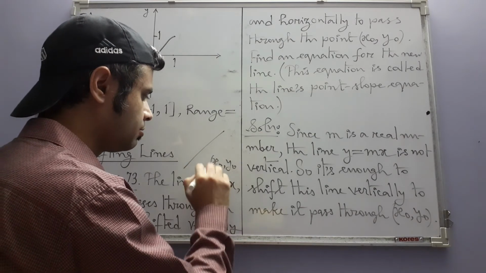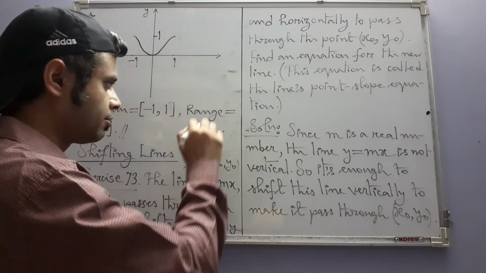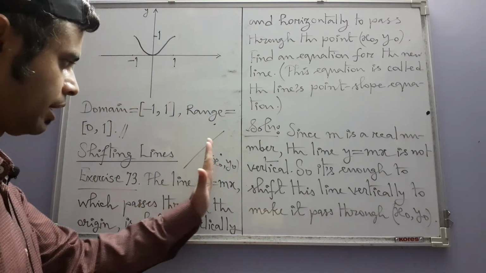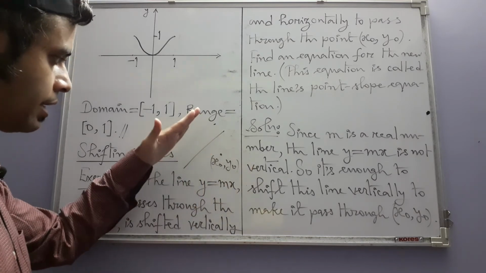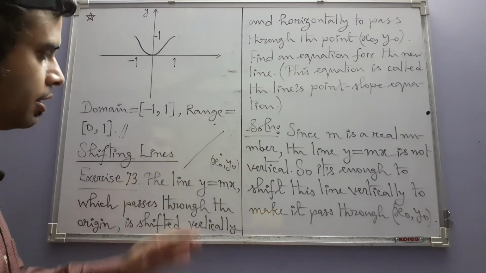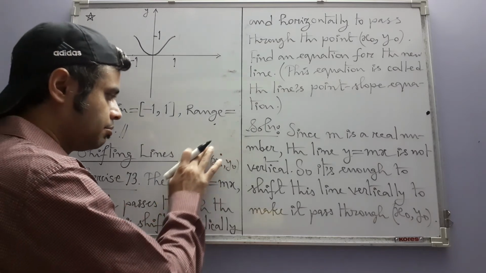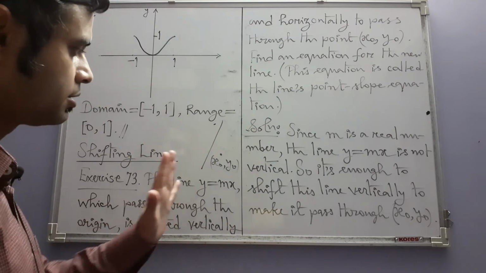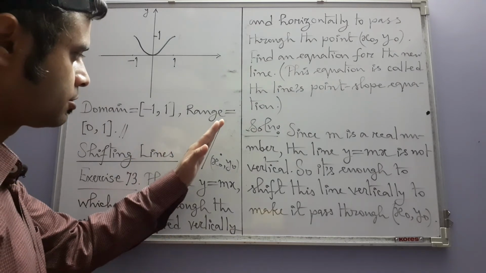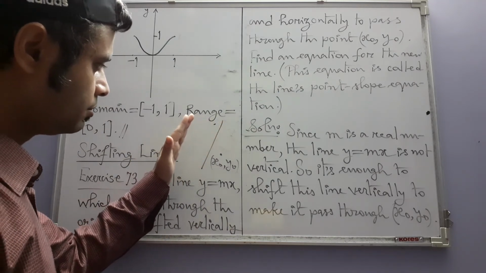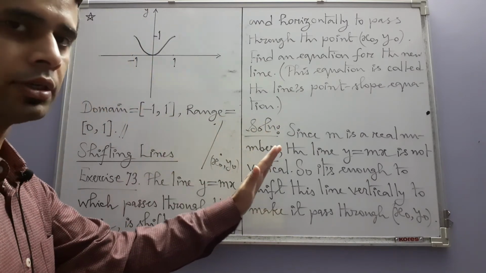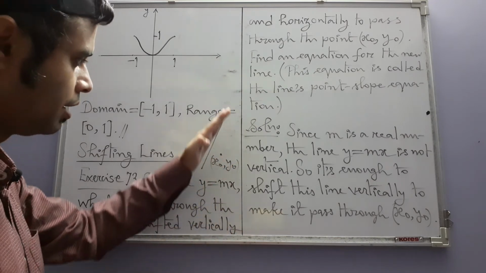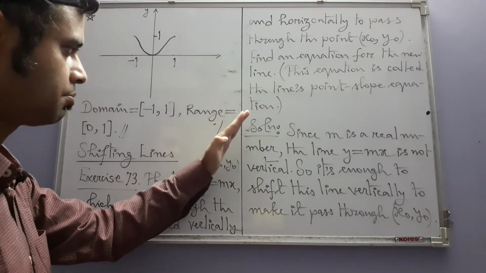The point will either lie below the line or above the line. These are the two possibilities. Wherever this point is, it will either lie below this line or above this line. And because the line is not vertical, no matter how steep it is, this is the case. So you don't have to do any horizontal shifting. Just a vertical shifting by some amount will make this line pass through this point.